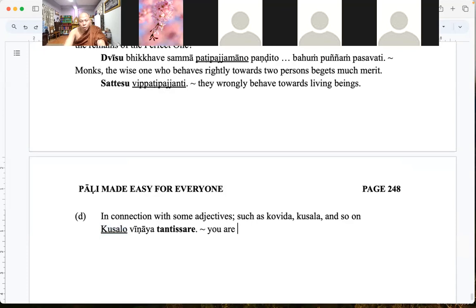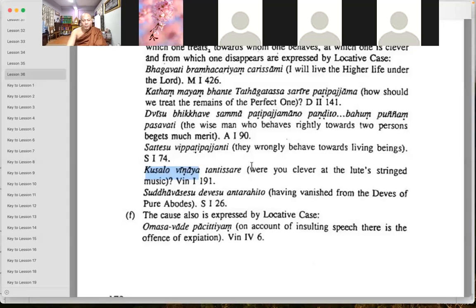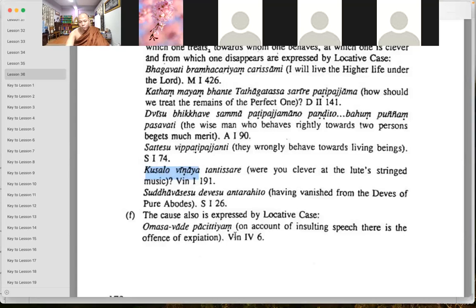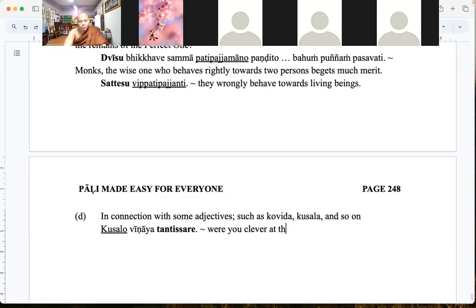Maybe, in the text, it's just past it. Were you clever? Maybe just a question based on the content. So clever at, so we now mean lute. So the lute's string music. Just a question. So actually all of those examples under the genitive case we learned can also be applied here. And that is this head. But here only one example.